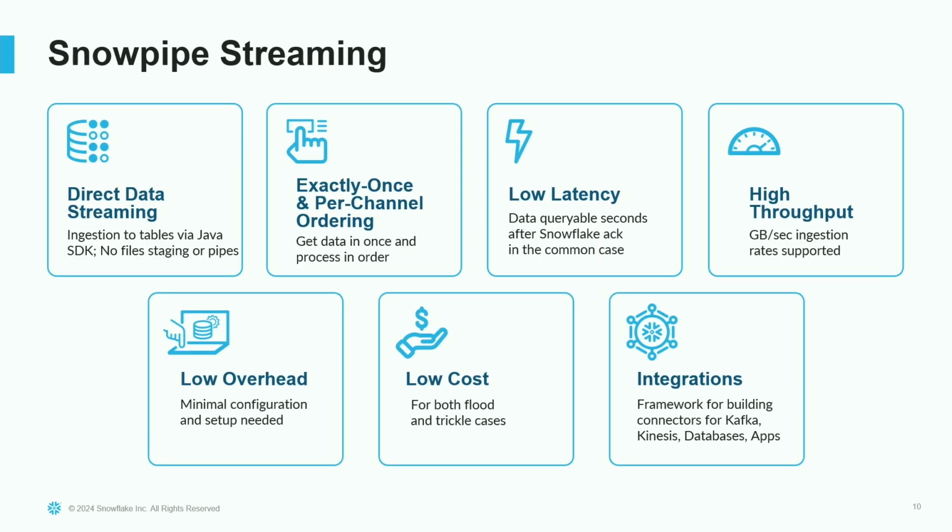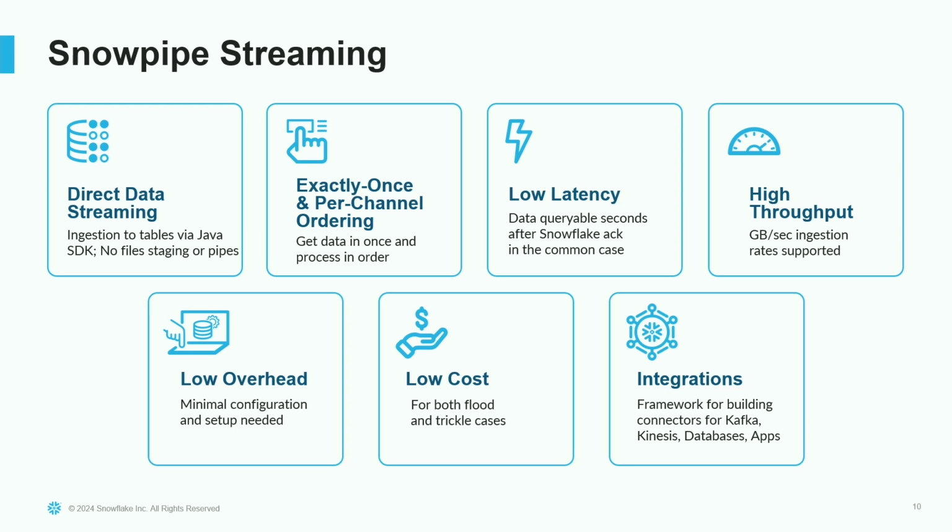So now about Snowpipe streaming. These are the salient features for Snowpipe streaming. With Snowpipe streaming, now customers can directly stream their data into Snowflake tables. We support exactly once and per channel ordering in Snowpipe streaming. We have the native Snowflake Kafka connector, which is natively built on top of Snowpipe streaming, and it supports exactly once ingestion. Snowpipe streaming is very low latency.